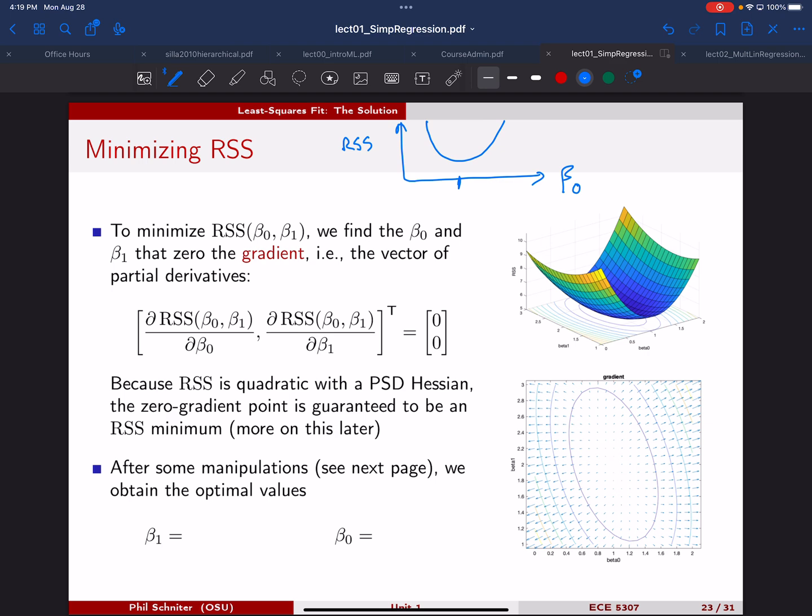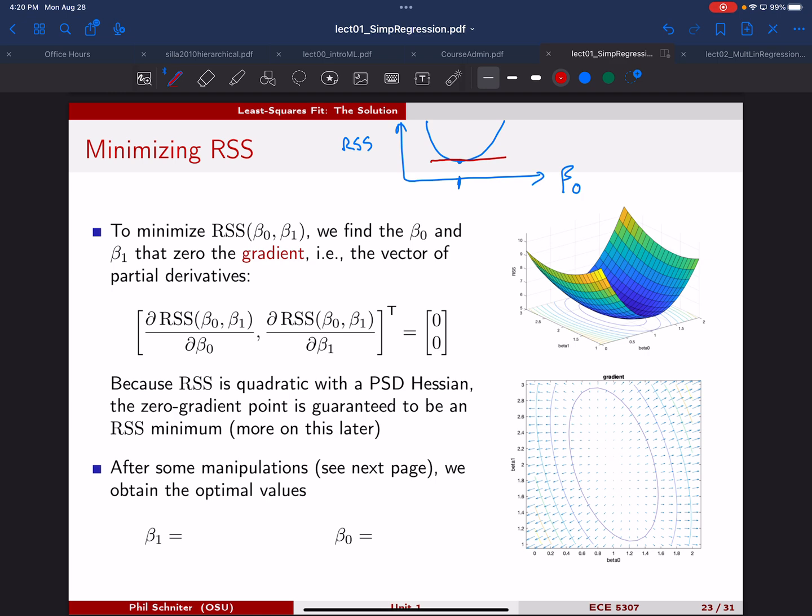So that observation ends up being the key to most of our minimizations throughout this semester. At the minimizing value of beta naught, the slope of RSS with respect to beta naught is exactly equal to 0. So that's actually a way to figure out what the minimizing value of beta naught is. If you can come up with some equation for the slope of RSS, and you set that to 0 and solve for beta 0, then you find the minimizing value. So that's how we're doing it.